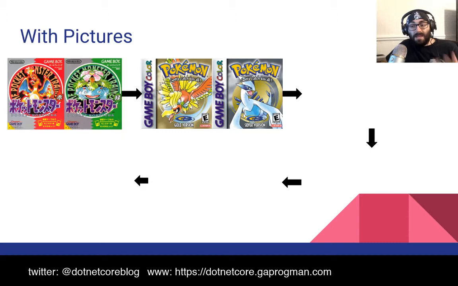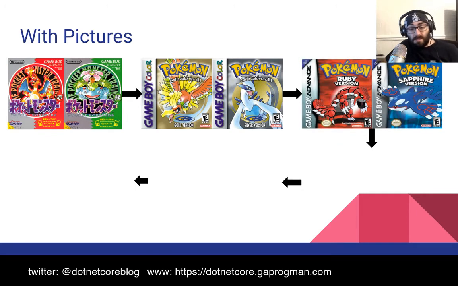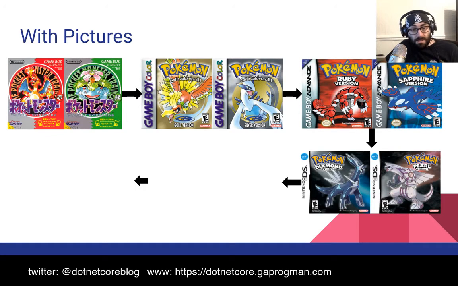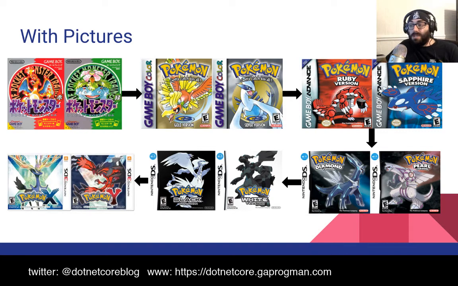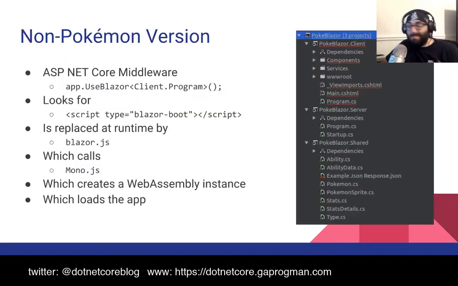And that has to be in an index.html, which is served from the wwwroot folder of your application. At runtime, this is swapped out for blazor.js, which calls mono.js, which calls mono.webassembly, which creates your .NET platform, which then calls your application, downloads its dependencies, and runs the application. So that's pretty cool. I've just explained Blazor with Pokemon. Okay, so the non-Pokemon version.